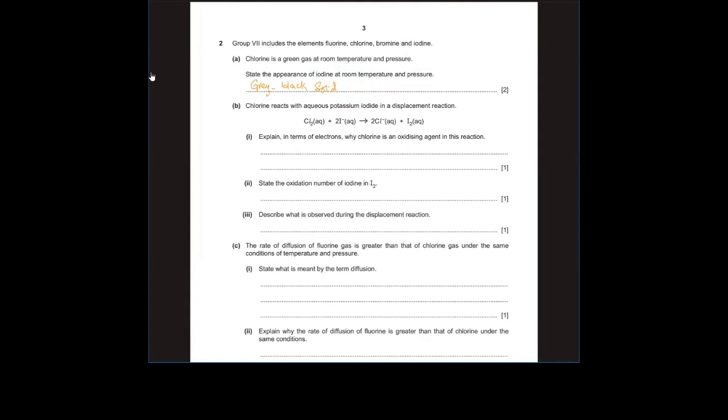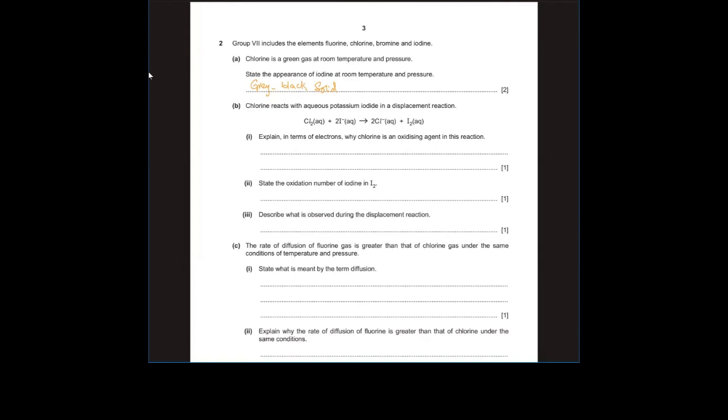Chlorine is written already, green gas. Bromine is reddish brown, or brown, you can say. Okay, so part B. Chlorine reacts with aqueous potassium iodide in a displacement reaction. Explain in terms of electrons why chlorine is an oxidizing agent in this reaction.